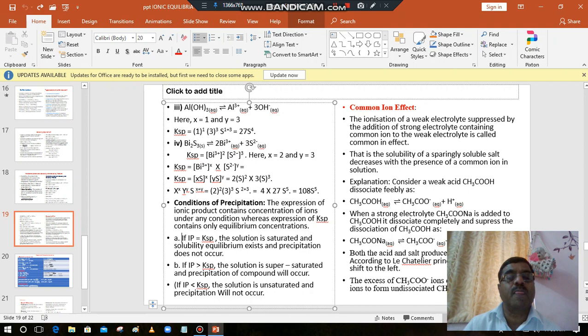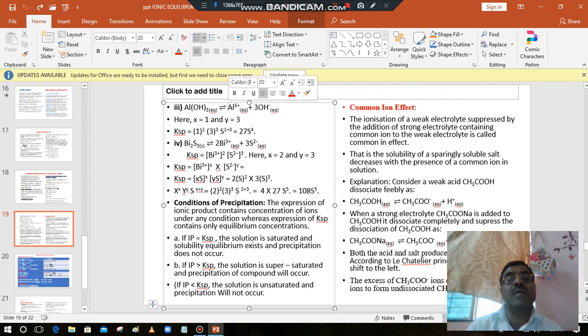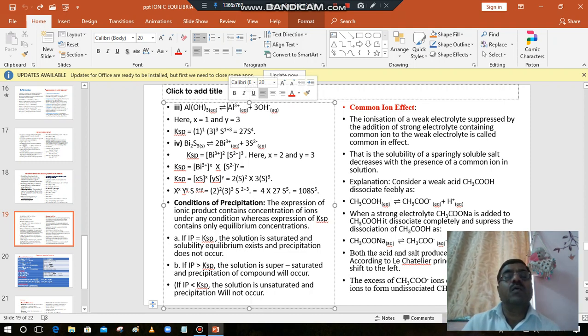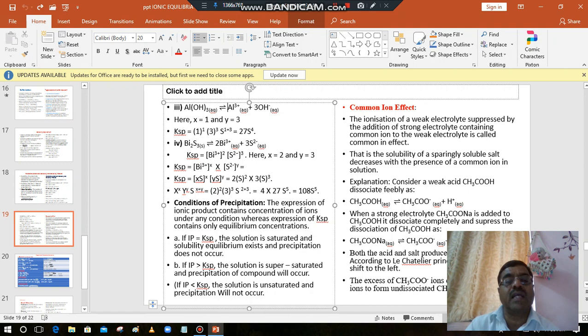Number 1, if ionic product is equal to Ksp, the solution is saturated and the solubility equilibrium exists and precipitation does not occur. It means that for example Al^(3+) and OH^- ions, their concentration gives the ionic product, and the solubility product is also from the concentration of these two. If these two are equal, at that time there is no precipitation.